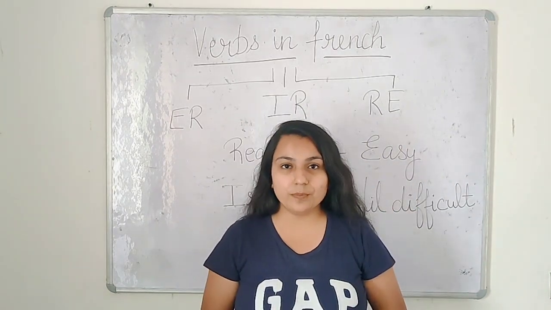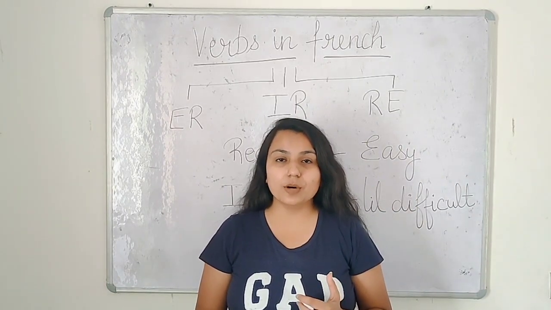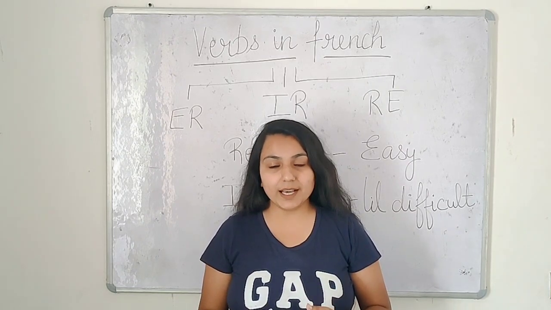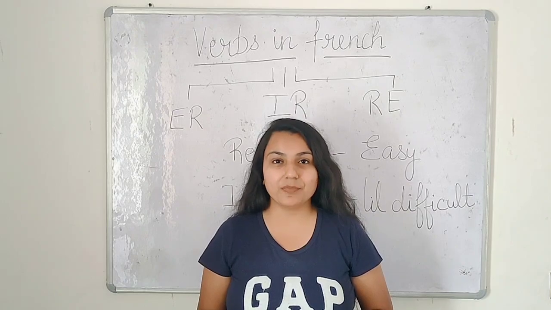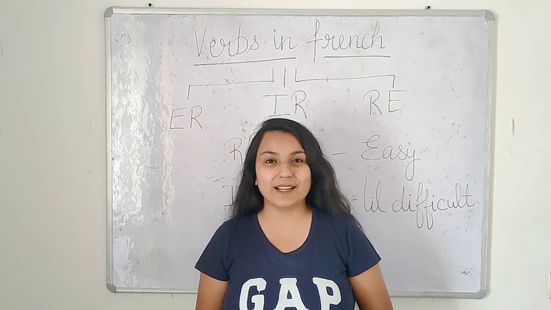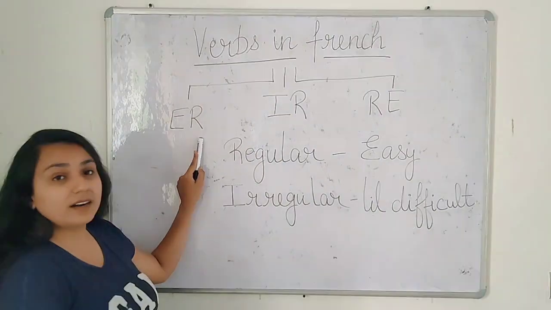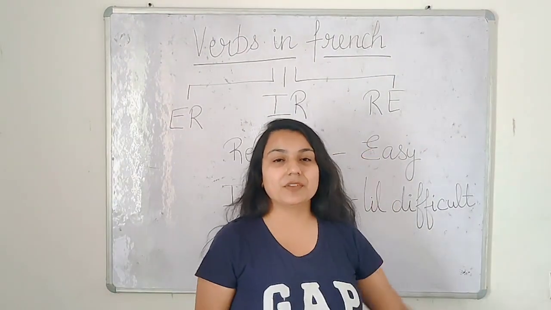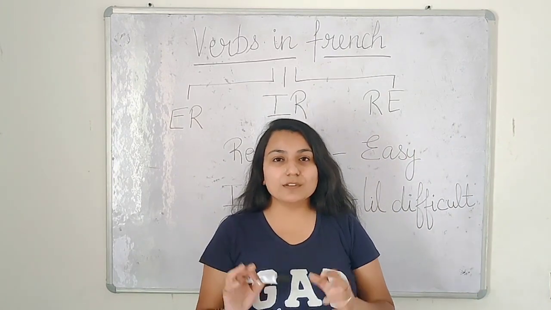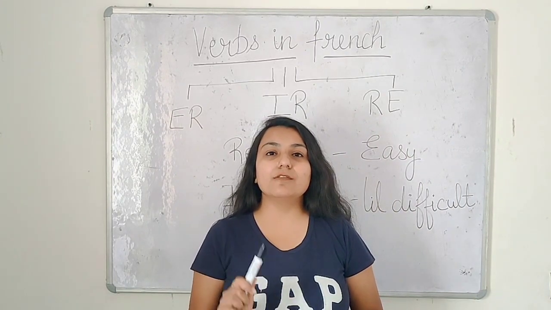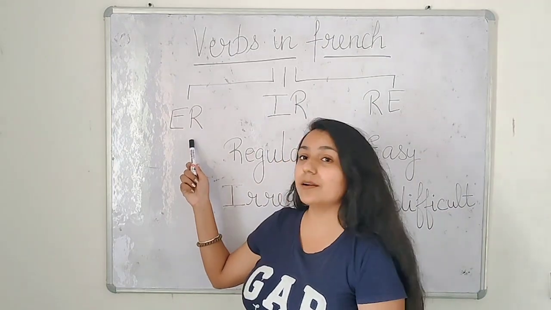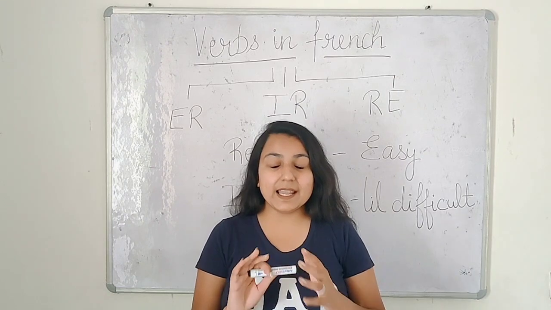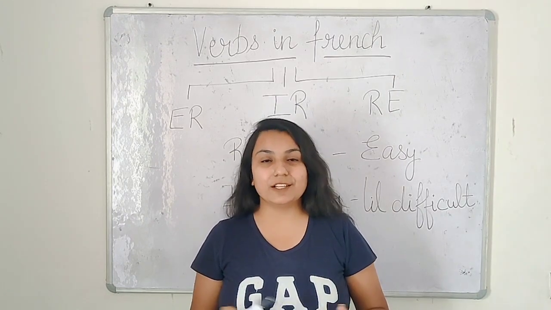I already told you. The first thing that you need to know about the verbs in French is verbs are of three types. Il y a trois types de verbes en français. There are three types of verbs in French. The first one is ER, the second is IR, and the third one is RE. Now, whenever you see any of the verbs in French, that verb will be ending either with ER or with IR or with RE. You will not see any other ending of the verbs in French.